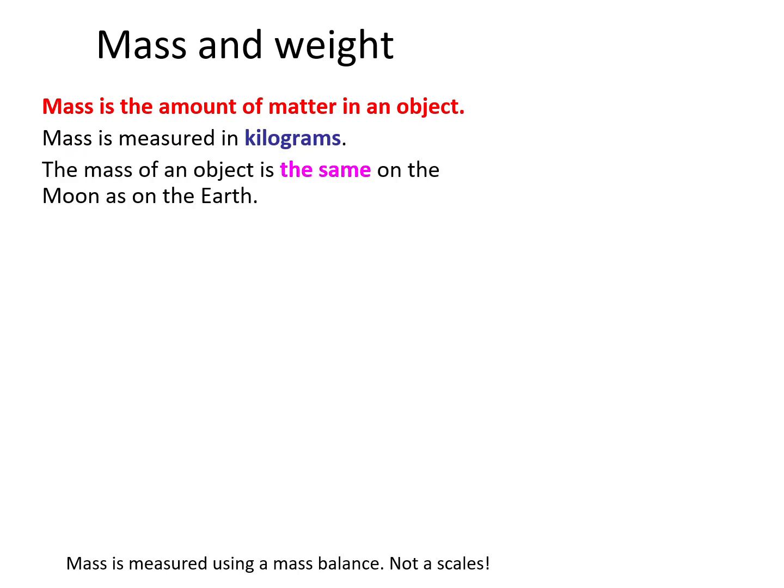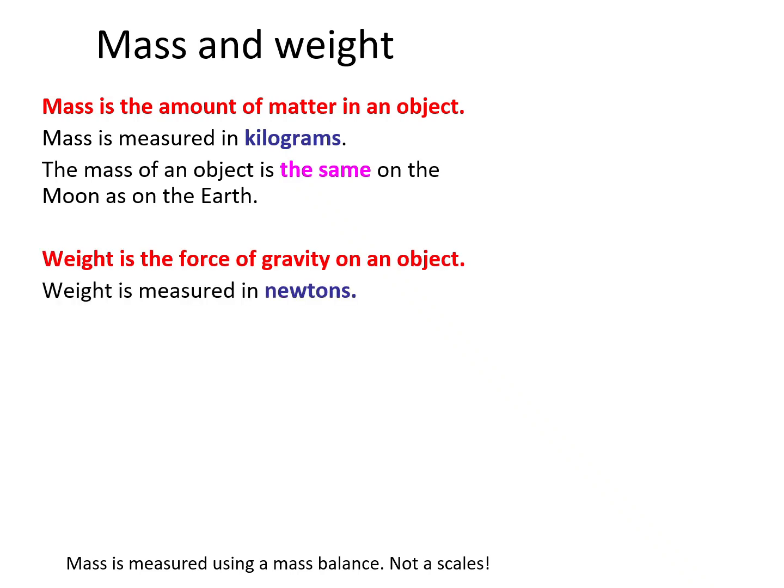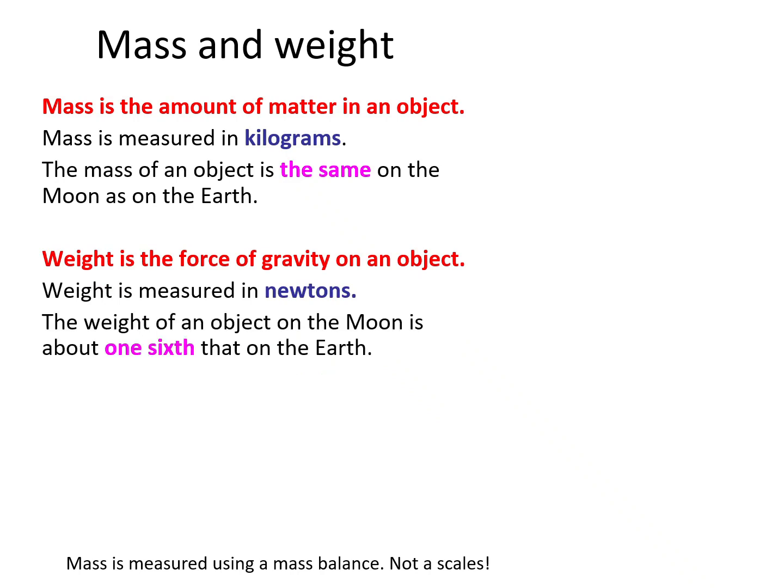The mass of an object would be the same no matter where you are. So on the moon or on the Earth, you'd still have the same mass. Whereas weight is the force of gravity on an object, and it's measured in newtons, as I mentioned in previous videos. And the weight of an object on the moon, for example, would be about 1/6 of that on the Earth. So if you suddenly clicked your fingers and you ended up on the moon, then your weight would reduce, but your mass would stay the same.